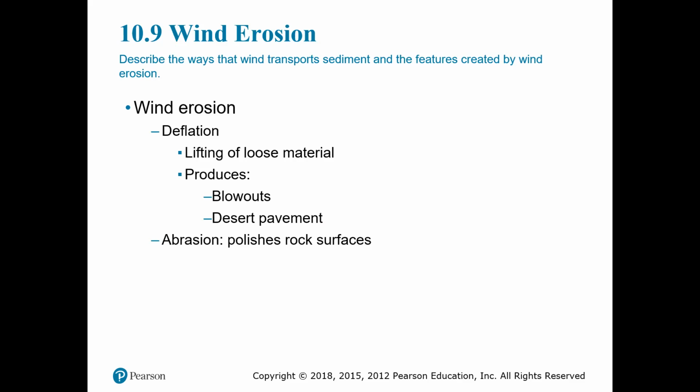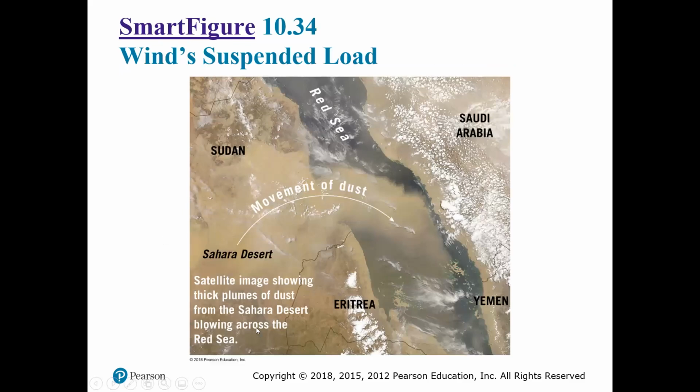So we'll see here this image of wind suspended load and the movement of dust. This is a satellite image. Here's from the Sahara Desert, and you see all of this dust that's been picked up by the wind blowing across the Red Sea and eventually going into Saudi Arabia.